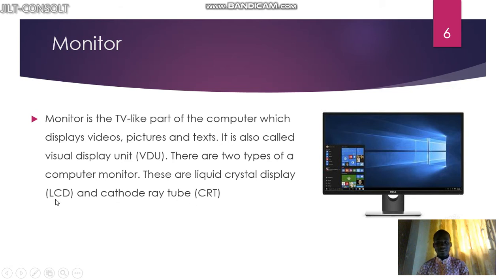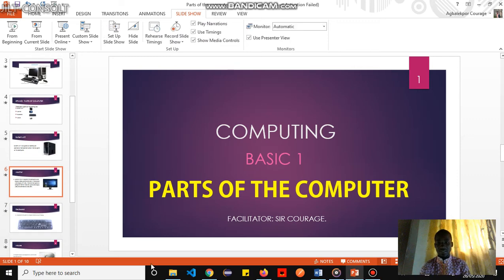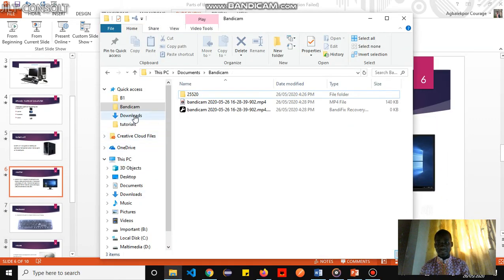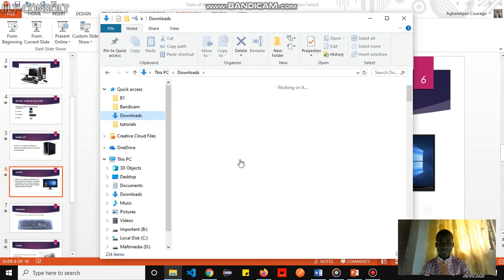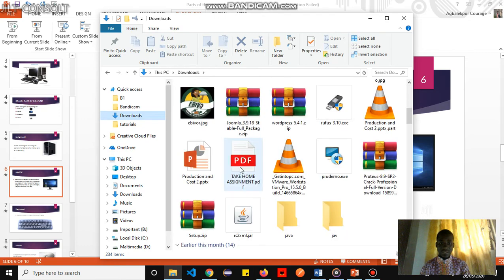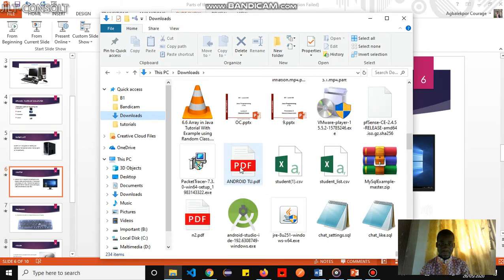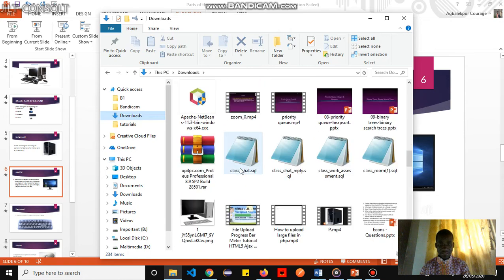The liquid crystal display has overridden the old type called CRT. This CRT monitor is the old one. I'll show you the picture. It looks like this. The old picture. I have the picture here. Let me see if the picture is there. Let me show it to you.